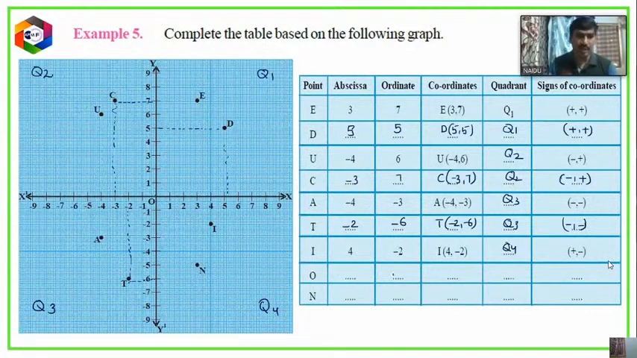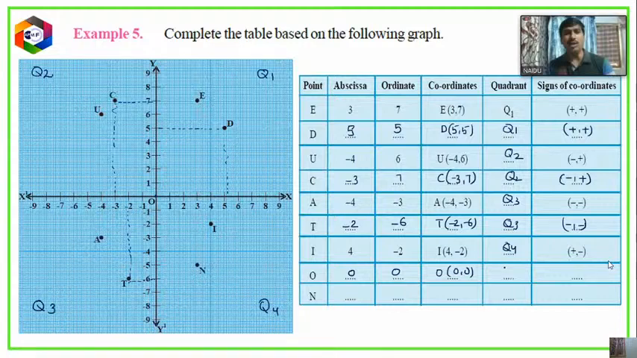As we already know, the abscissa is 0 and the ordinate is also 0. So the coordinates are O of 0 comma 0. So it does not lie in the quadrants. It is the meeting point of both the x and y axis. 0 is neither positive nor negative, so we cannot write a sign for that. But this point lies on both the x axis and y axis, not in the quadrants. So that is very, very important.